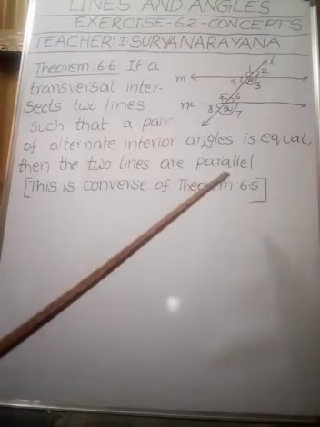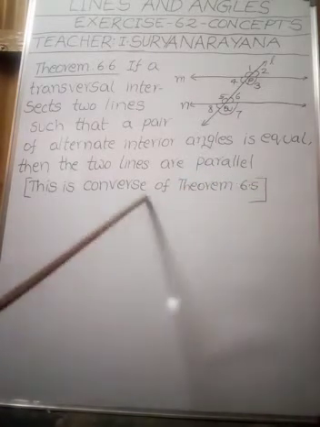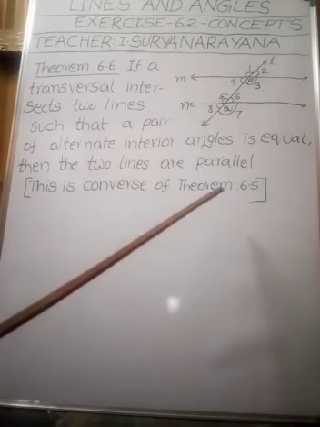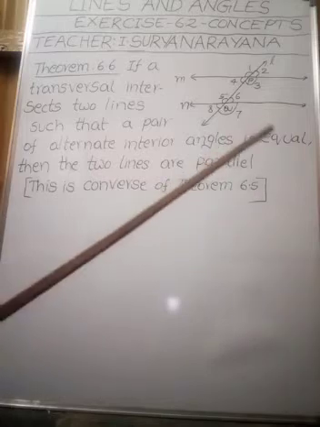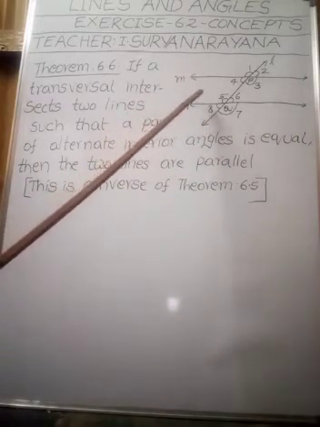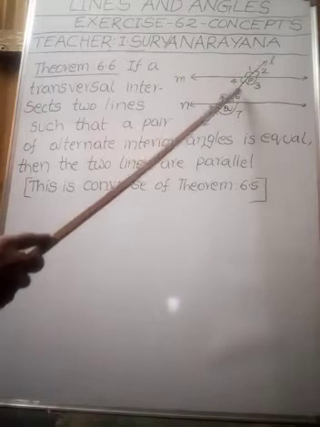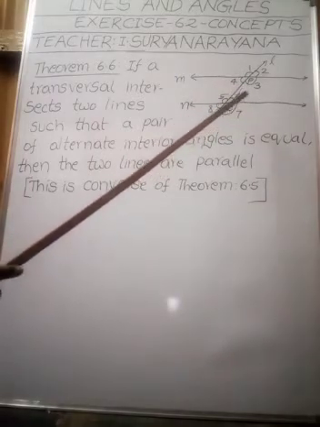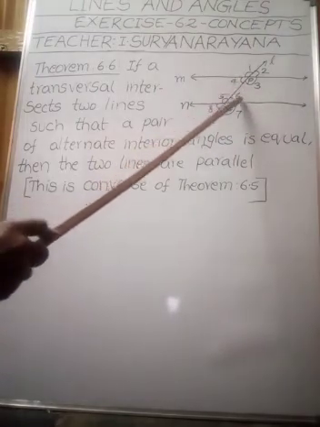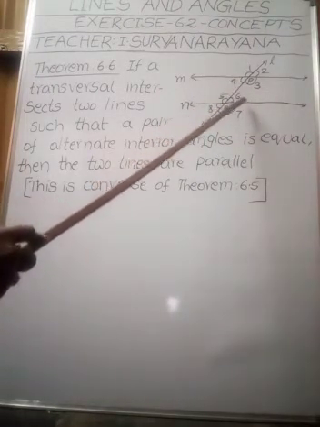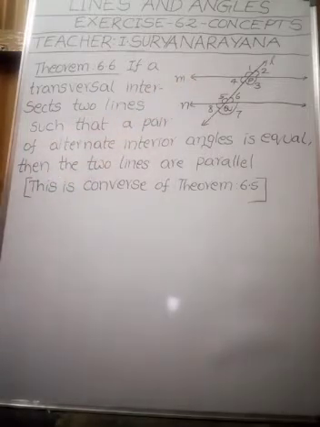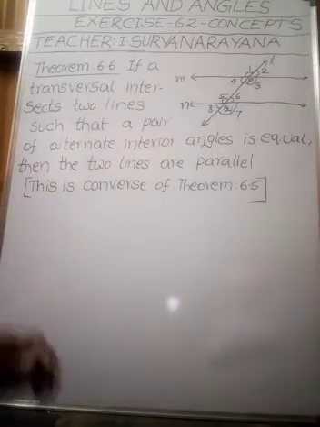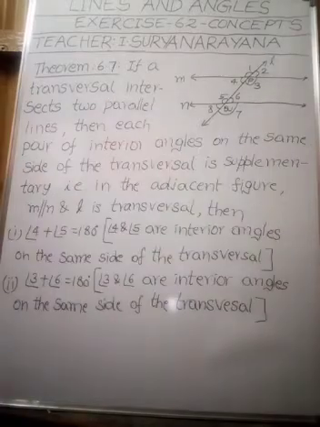Understood this point, my dear children? This is nothing but the converse of the theorem 6.5. In the theorem 6.5, we have discussed that if two lines are parallel lines, then alternate interior angles are equal. In the reverse order, converse means in the reverse order, if the alternate interior angles are equal, then the two lines are said to be parallel lines. Is it clear, my dear children? Right.